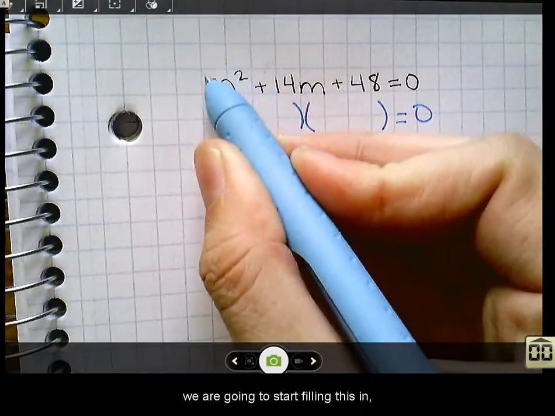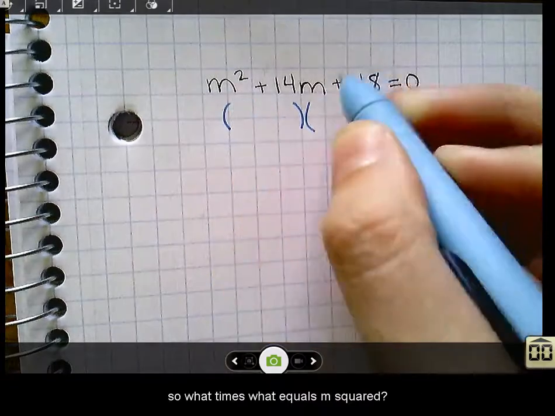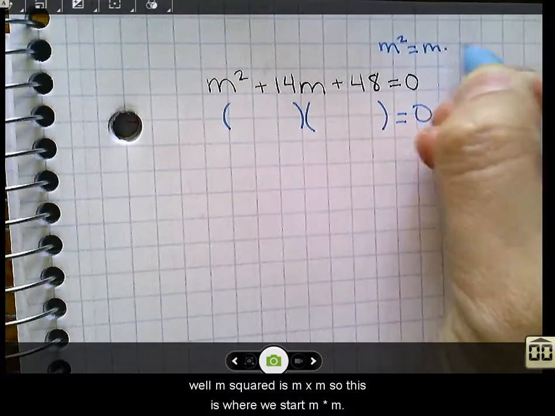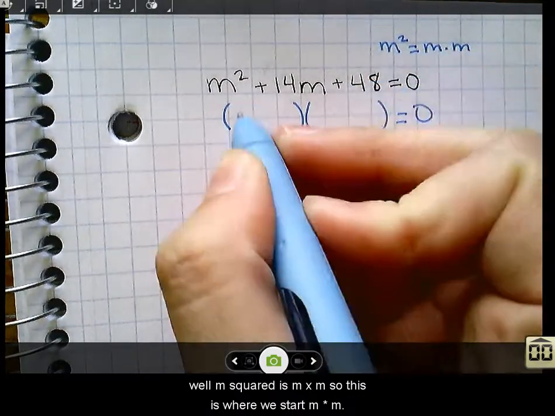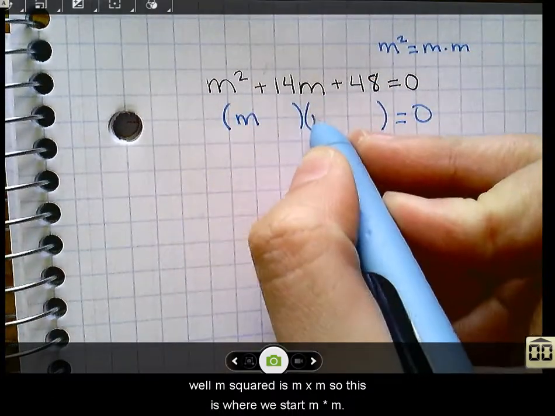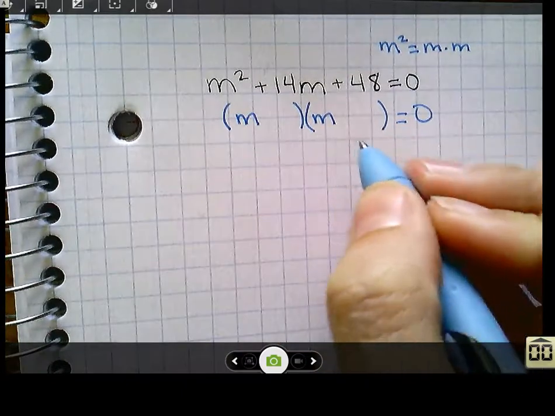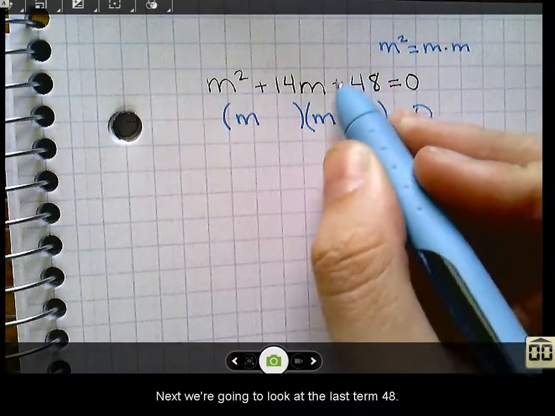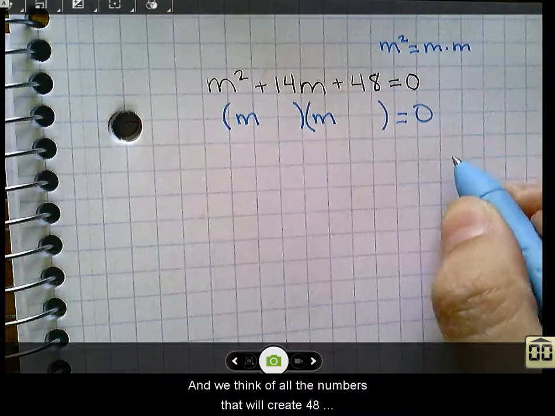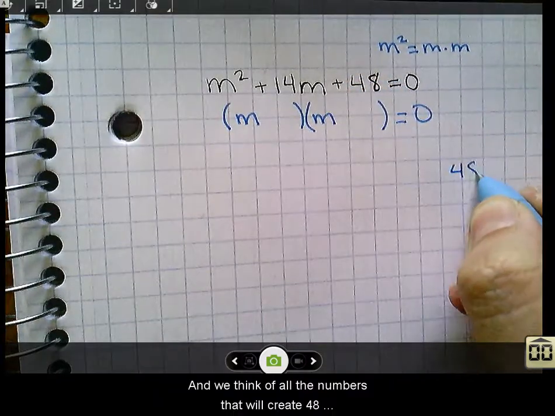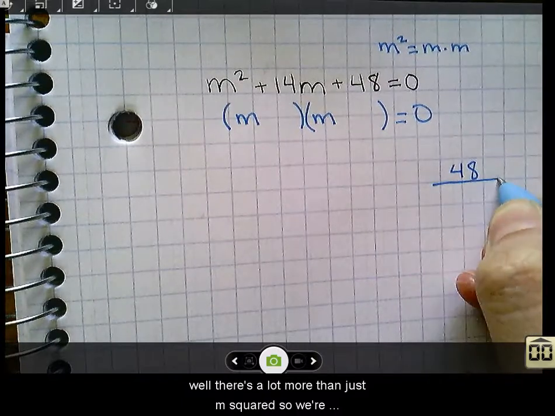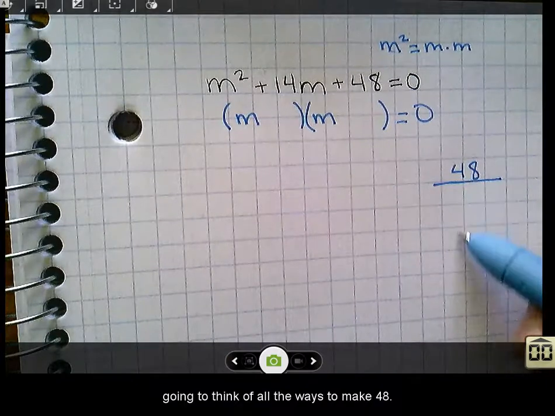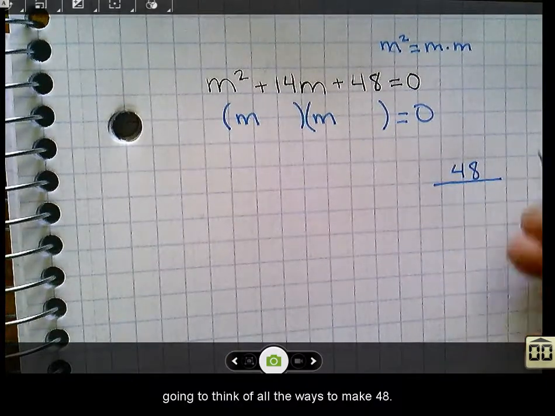So what times what equals m squared? Well, m squared is m times m. So this is where we start, m times m. Next, we're going to look at the last term, 48, and we think of all the numbers. Well, what creates 48? Well, there's a lot more than just m squared, so we're going to think of all the ways to make 48.